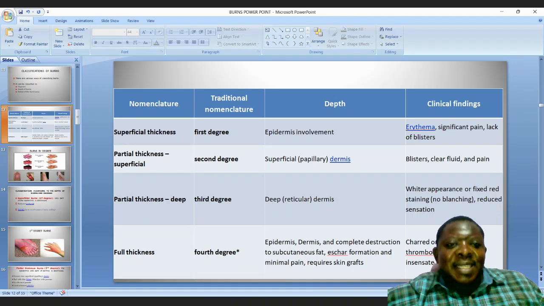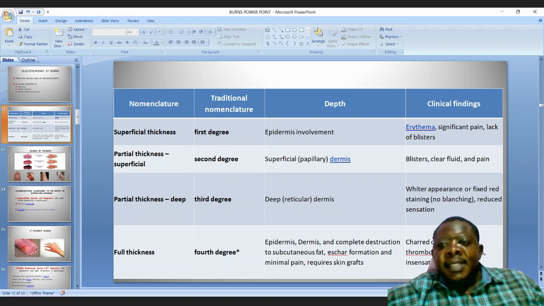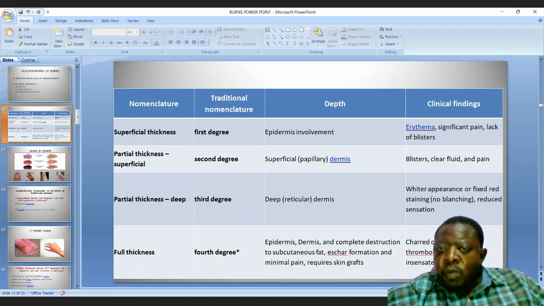When you're looking at superficial thickness, these are first degree burns. From our revision of anatomy and physiology, first degree burns affect the epidermis. If it is affecting the epidermis, the clinical findings will be erythema, there will be some pain, and there will be no blisters.